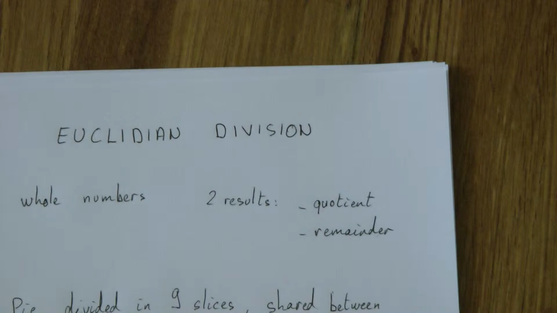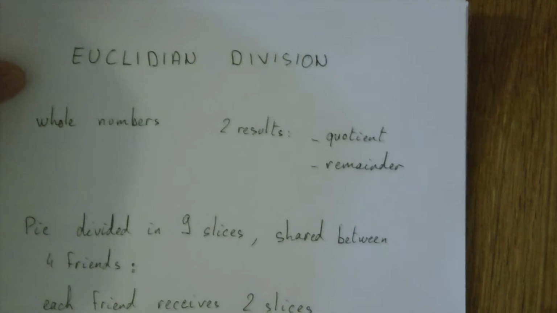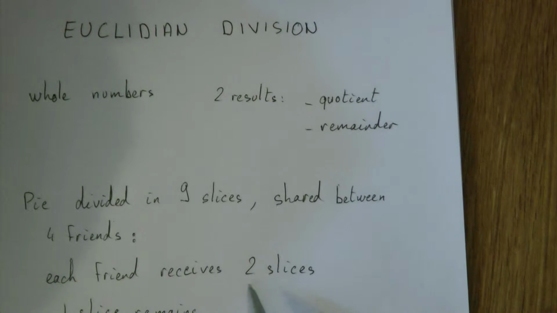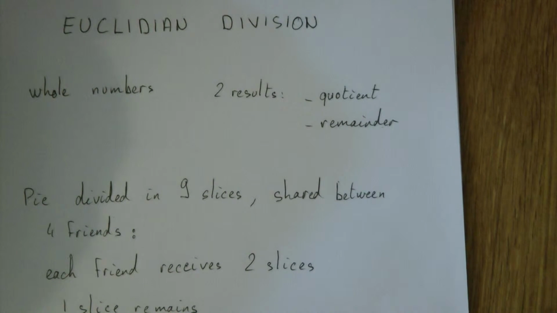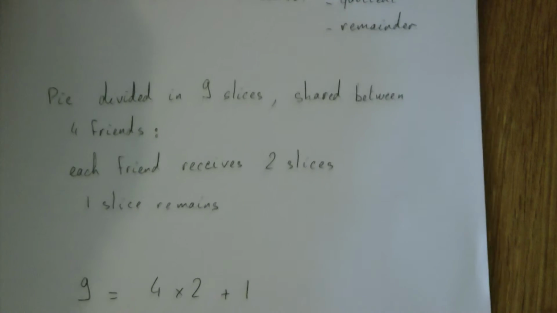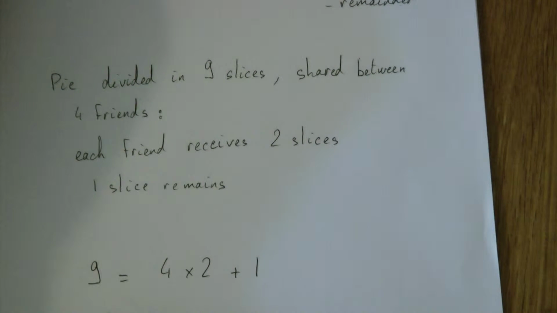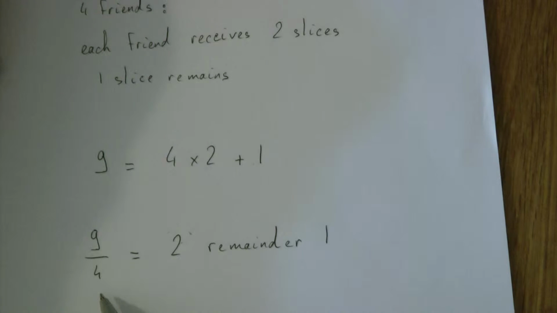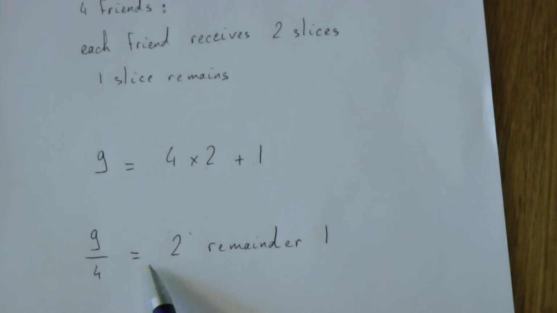Let's say you've got a pie divided in 9 slices, and then you're going to share it between 4 friends. Then each friend receives 2 slices, but there is 1 slice that remains. How we write that in maths would be that 9 equals 4 times 2 plus 1. And we could also say that 9 divided by 4 equals 2, remainder 1.